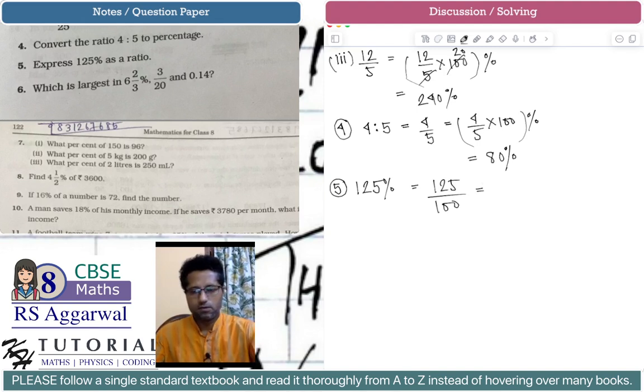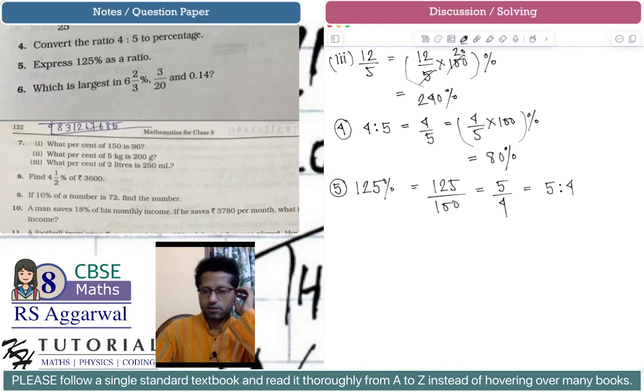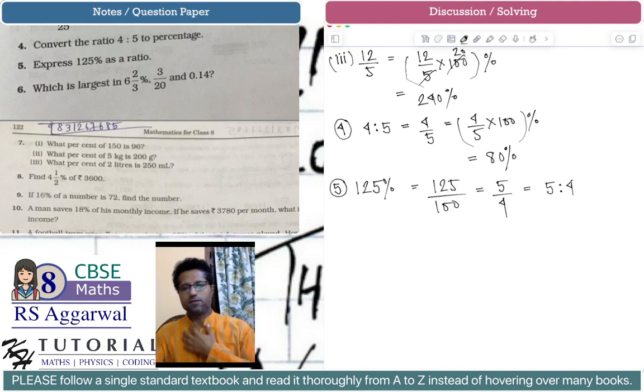So we can further reduce the fraction 125 by 100 to its simplest form, and it will be 5 by 4. And hence the fraction 5 by 4, when expressed as a ratio, is 5:4. So 125 percentage when expressed as a ratio is 5:4.